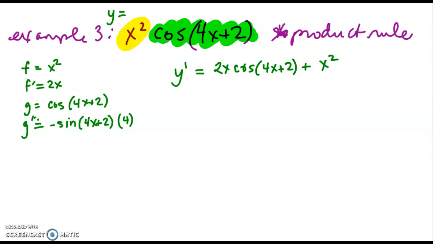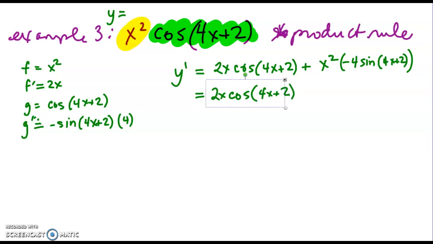Plus f multiplied by g prime, negative 4 sine of 4x plus 2, which is all equal to, nothing really to simplify in the first factor, plus here we can write negative 4 first, which is normal.